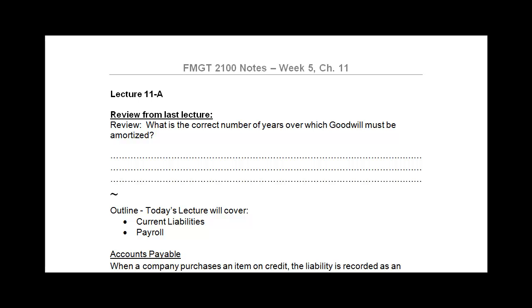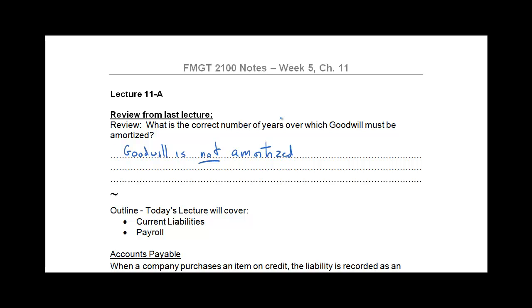Before we begin the lecture, let's do a quick review from the previous topic, and that had to do with property, plant, and equipment. So, what is the correct number of years over which goodwill must be amortized? Well, it's a bit of a trick question because it turns out that goodwill is not amortized at all. Just like land, goodwill is not amortized because theoretically it doesn't get used up.